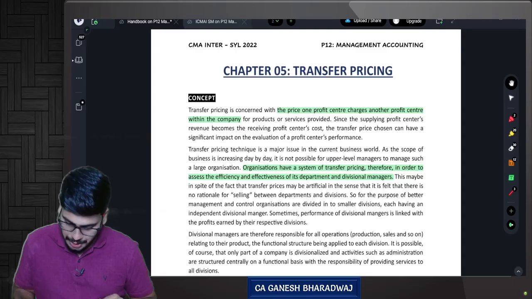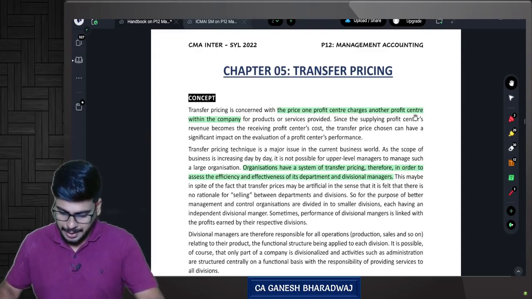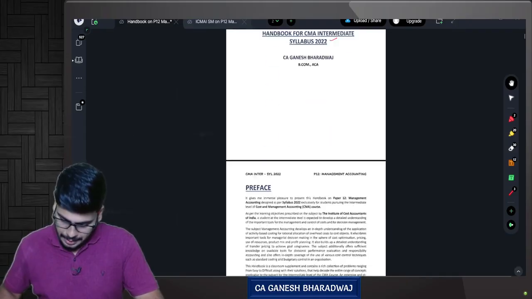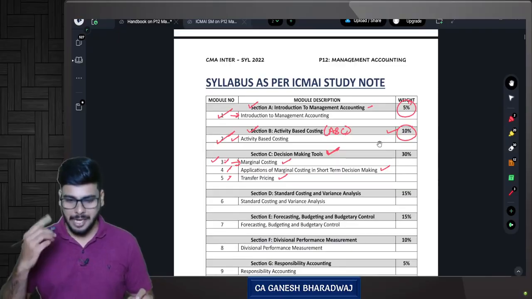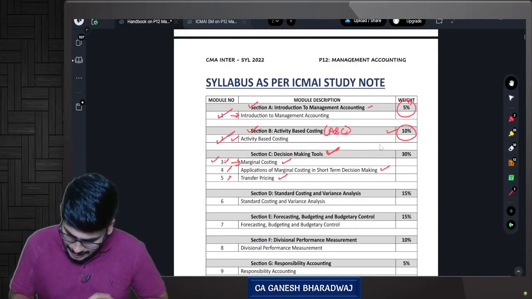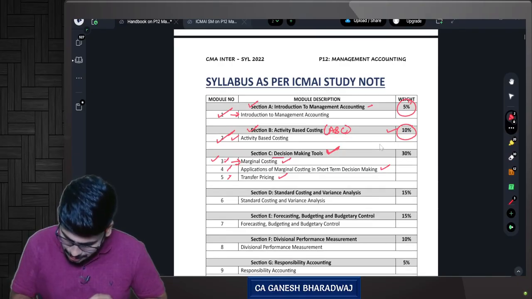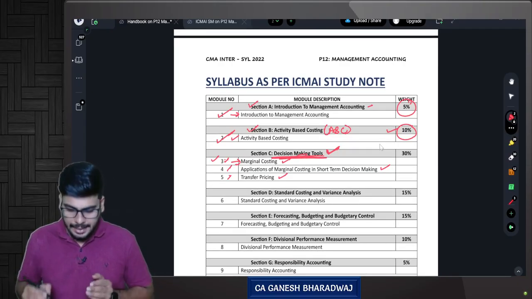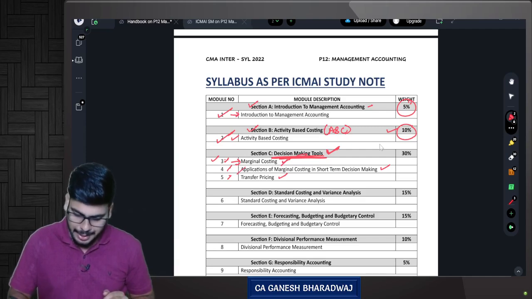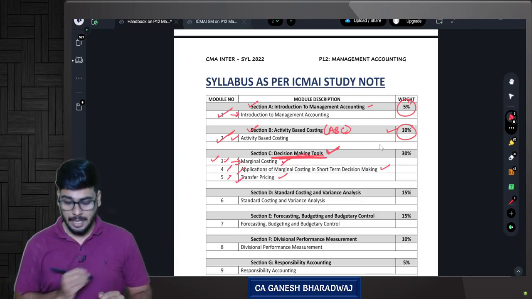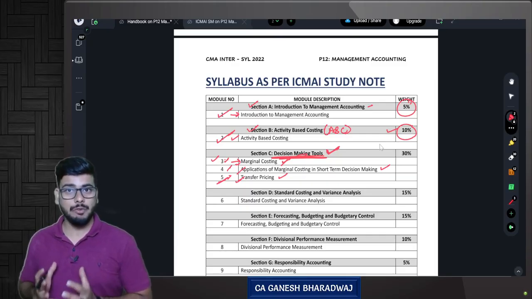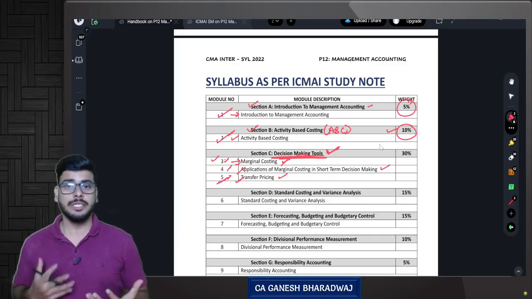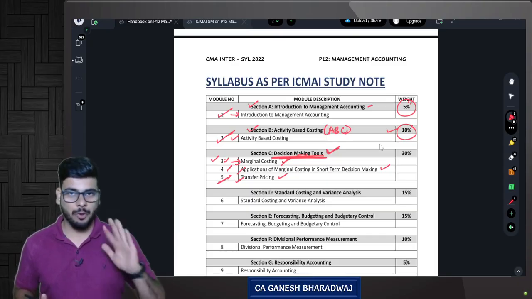Now, you might have a doubt. Sir, this chapter transfer pricing, one minute. So if you go to the index, the syllabus as per the ICMA study note says decision making tools. They have mentioned here decision making tools. In that they have mentioned three chapters: marginal costing, applications of marginal costing, and transfer pricing. So this transfer pricing, which is chapter 5, is mentioned under decision making tools. Sir, but you are saying the objective of this chapter is control. Sir, how is it? Isn't it contradictory? That is what I'm going to explain right now.